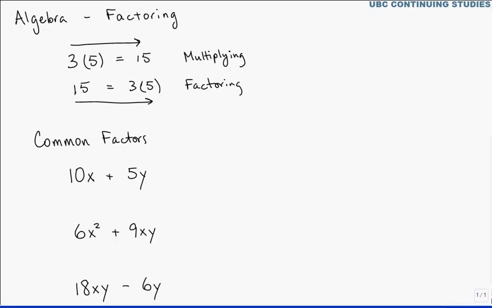3 times 5 equals 15. Taking the two numbers, 3 and 5, multiplying them to get 15. Going in the opposite direction, you're taking the number 15 and you want to write it as the product of two factors, 3 times 5.